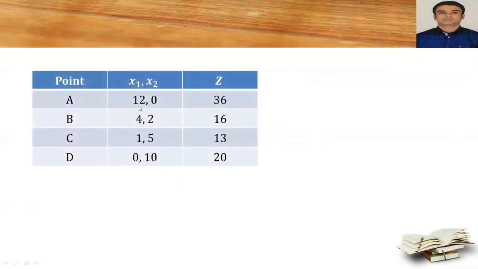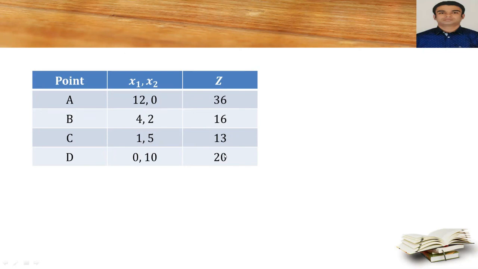Point A is (12, 0). Point B is (4, 2). Point C is (1, 5). Point D is (0, 10). After that, put the values of x1 and x2 in the objective function and determine the value of z. For point (12, 0), the value of z is 36. For point B (4, 2), z is 16. For point C (1, 5), z is 13. And for point D (0, 10), z is 12.